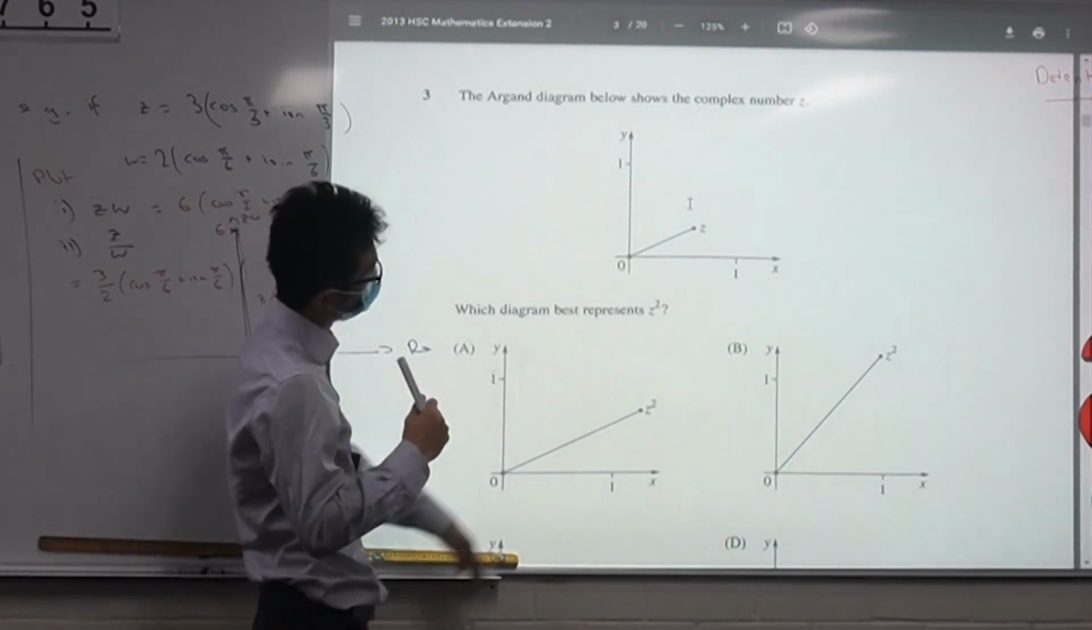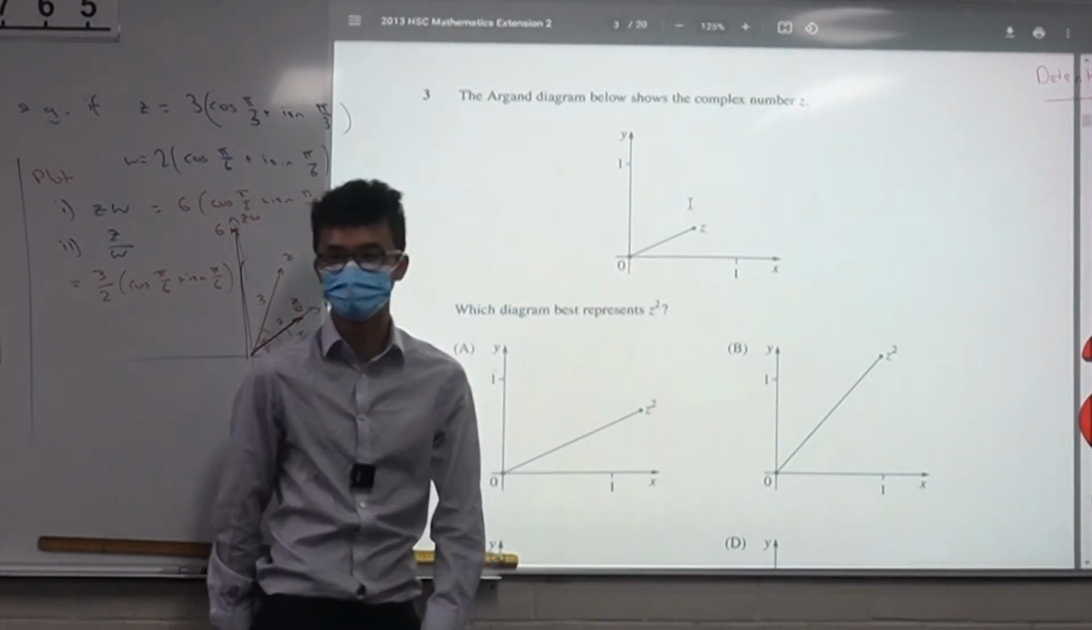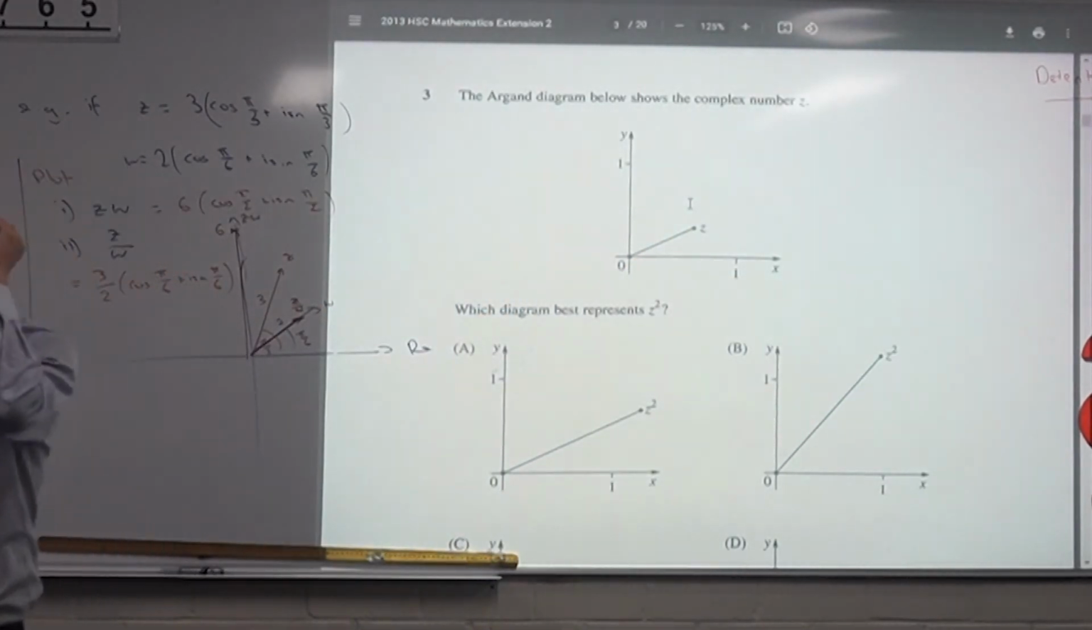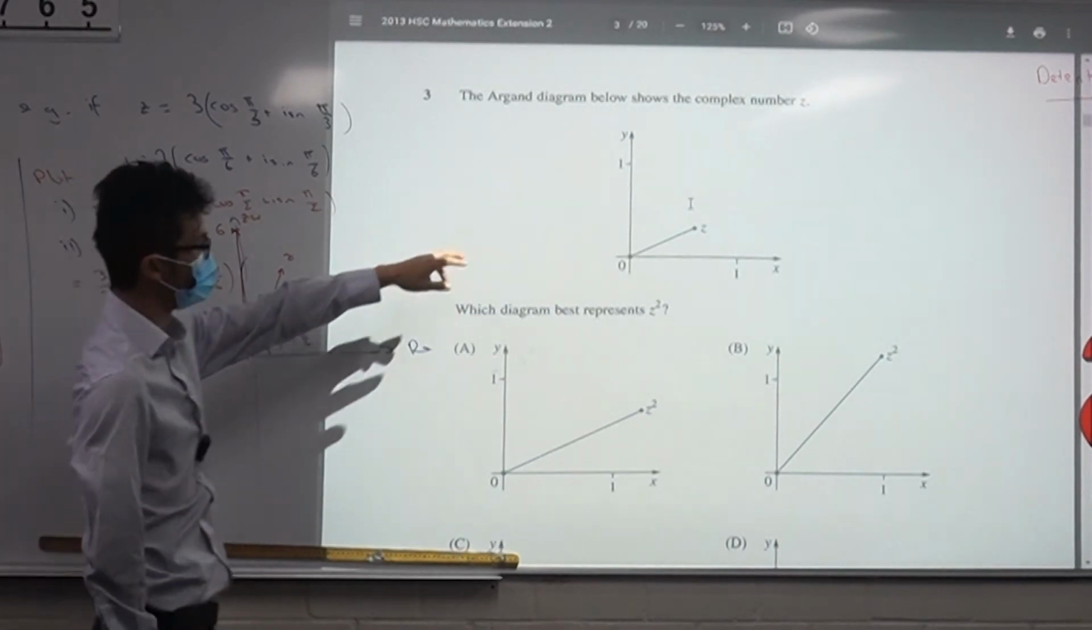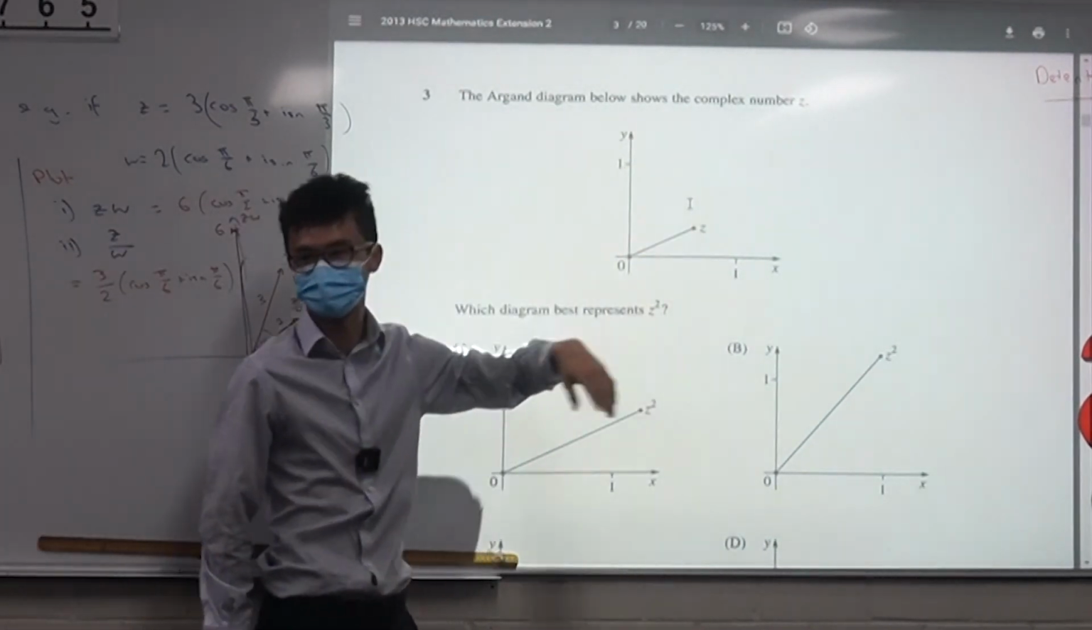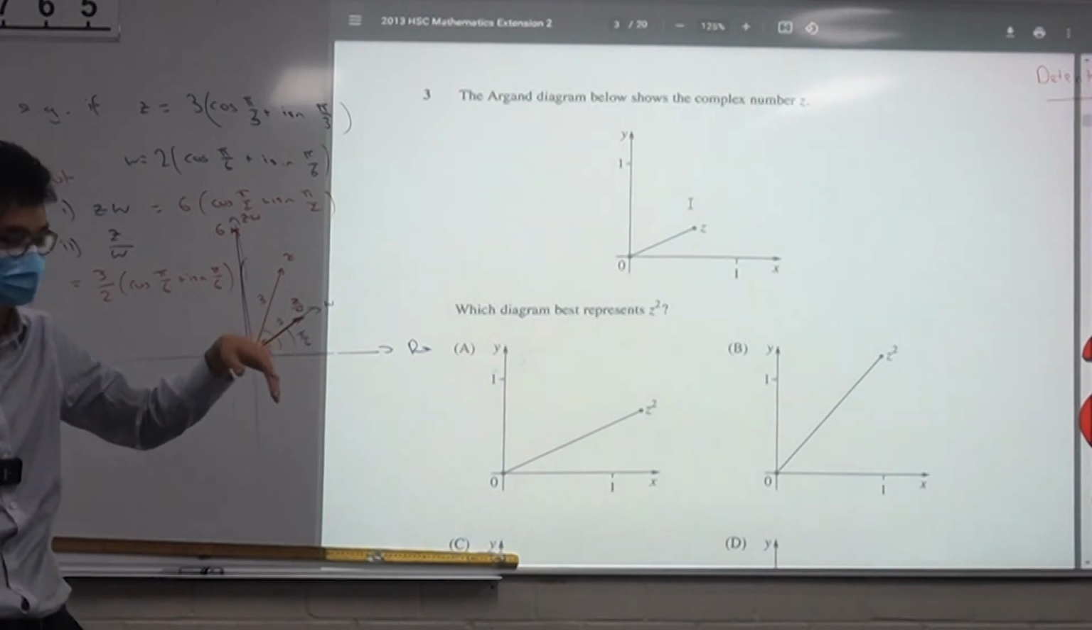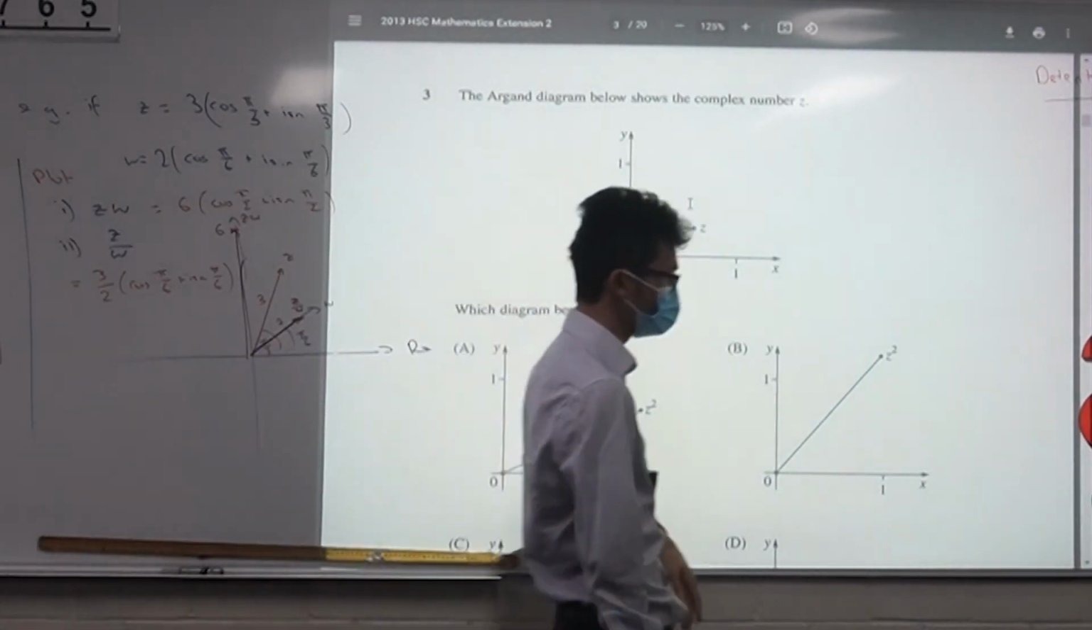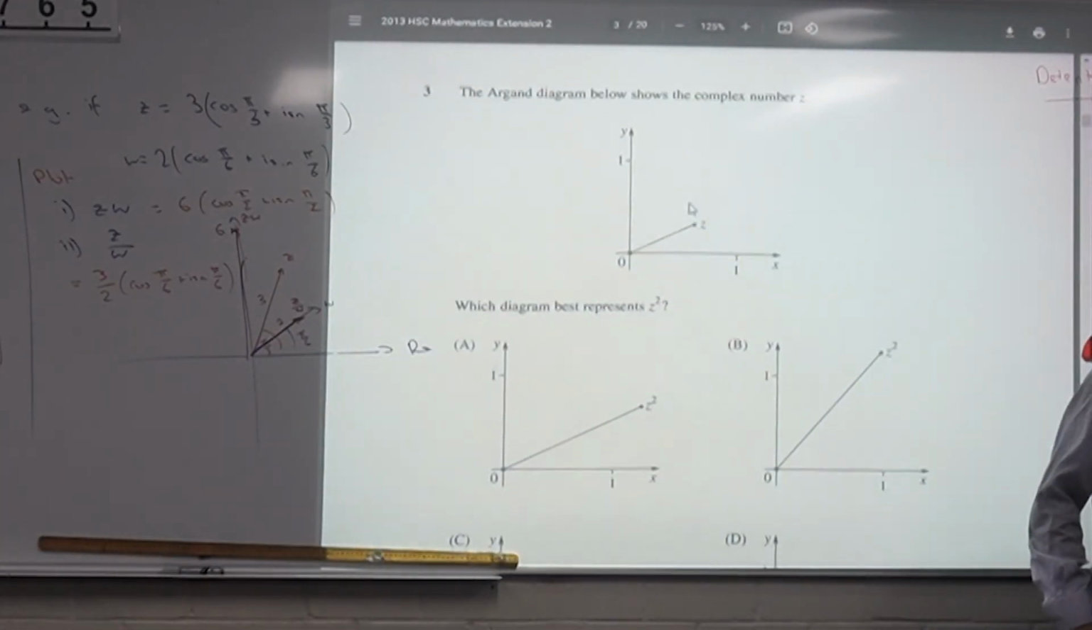Notice they don't tell you what's actually happening with Z. They don't tell you exactly what the moduli is, or exactly what the argument is. But what do they give you around it? They give you these coordinates, 1 and 1. That's your only clue. The question is, which diagram best represents Z squared?